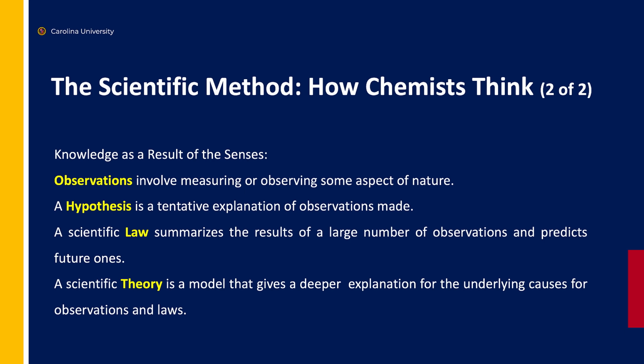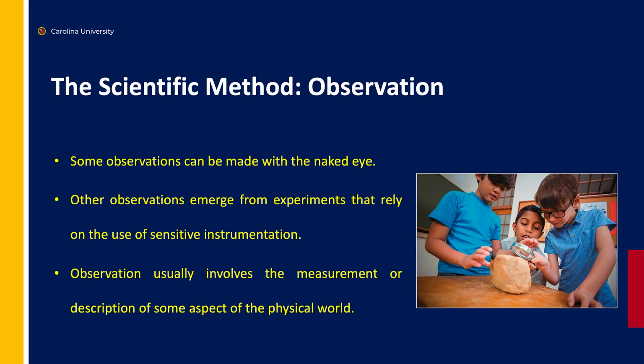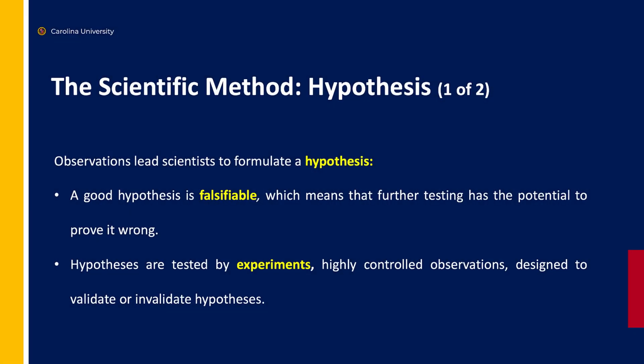On the other hand, a scientific theory is a model that gives us a deeper explanation for the underlying causes of observations and laws. As we discussed earlier, some observations can be made with the naked eye, while others rely on the use of sensitive instrumentation. Observations usually involve the measurement or description of some aspect of the physical world. Observations also lead scientists to formulate a hypothesis. A good hypothesis is falsifiable, meaning that further testing has the potential to prove it wrong.